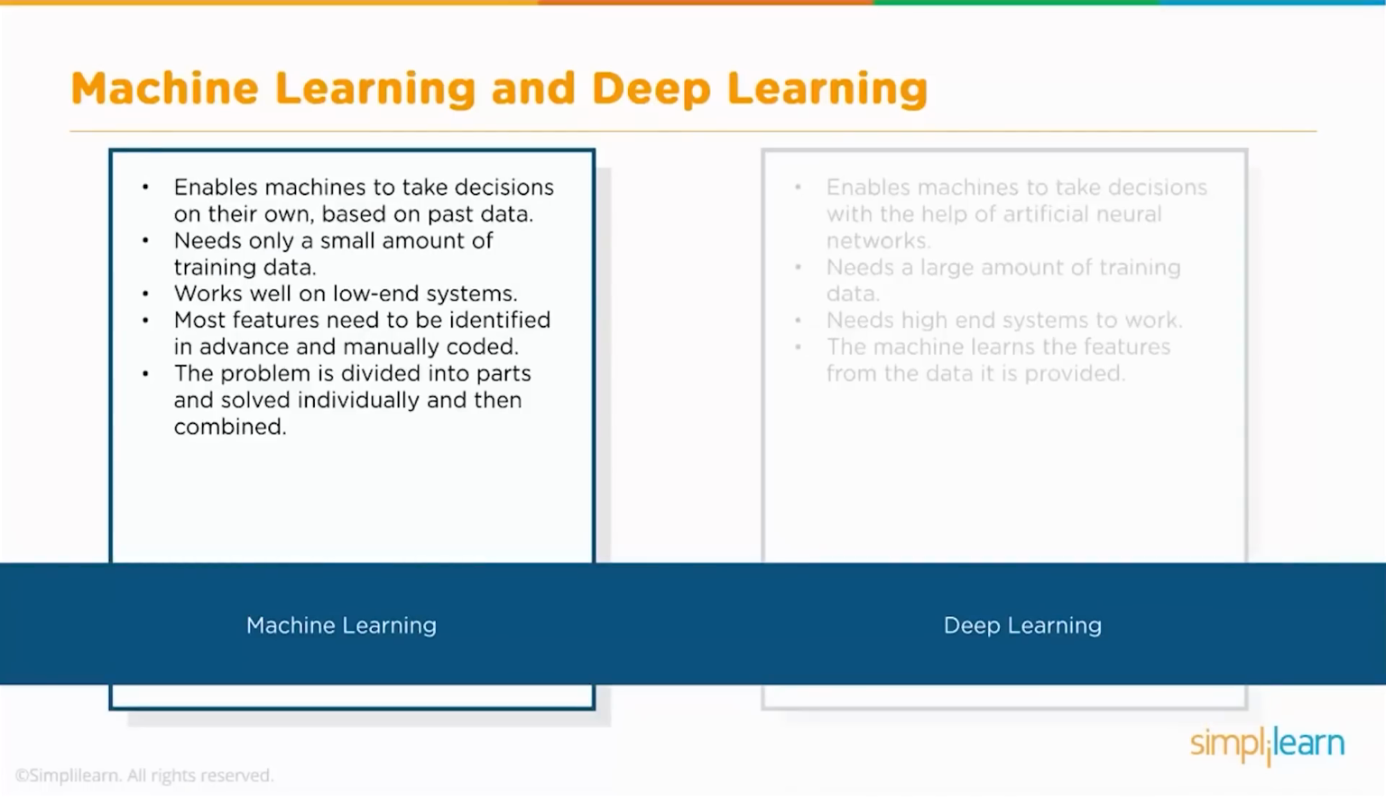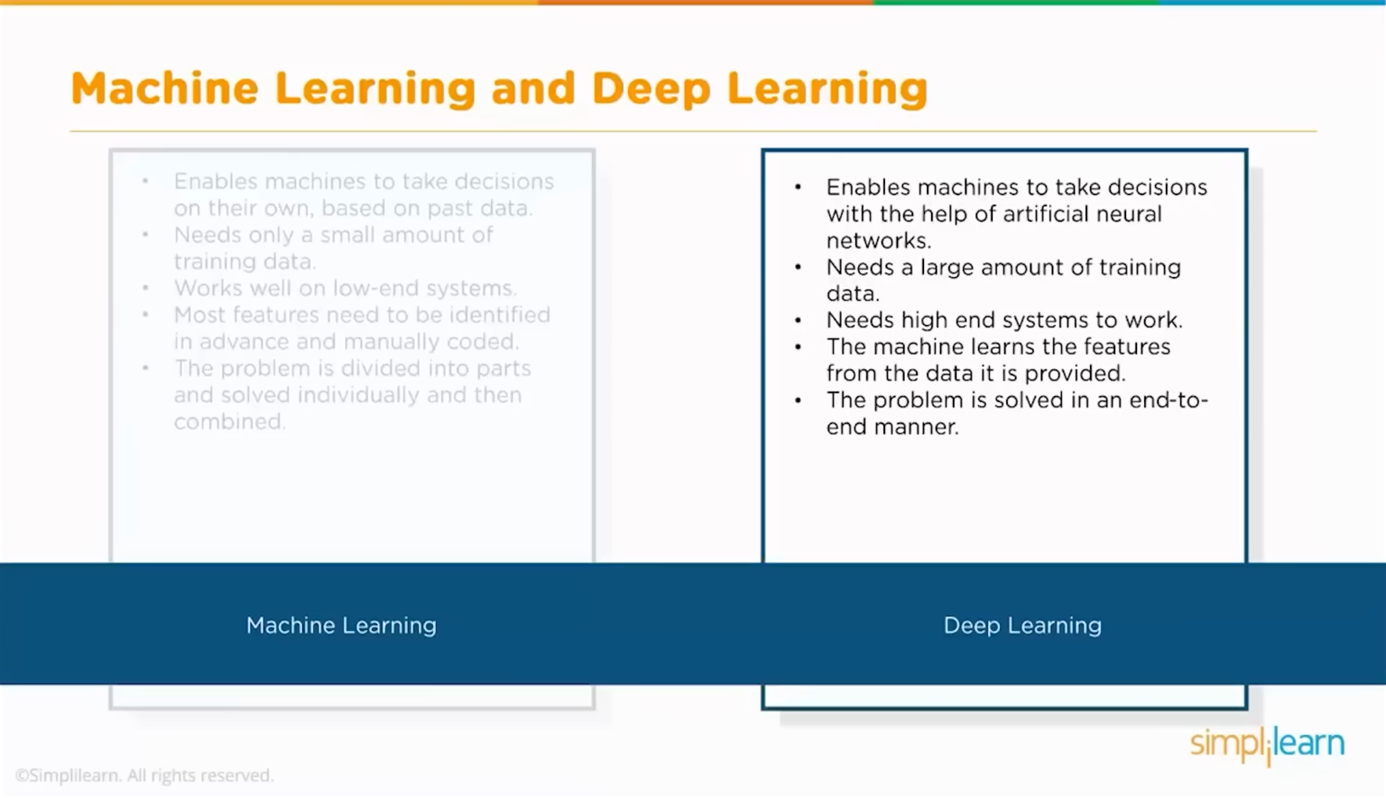In machine learning, the problem is divided into parts and solved individually and then combined. So you usually have all these different tools and you use different tools for different parts. In deep learning, the problem is solved in an end-to-end manner. So you only have one neural network or two neural networks that is bringing the data in and putting it out. It's not going through a lot of different processes to get there. And remember, you can put machine learning and deep learning together. So you don't always have just the deep learning solving the problem. You might have it solving one piece of the puzzle.